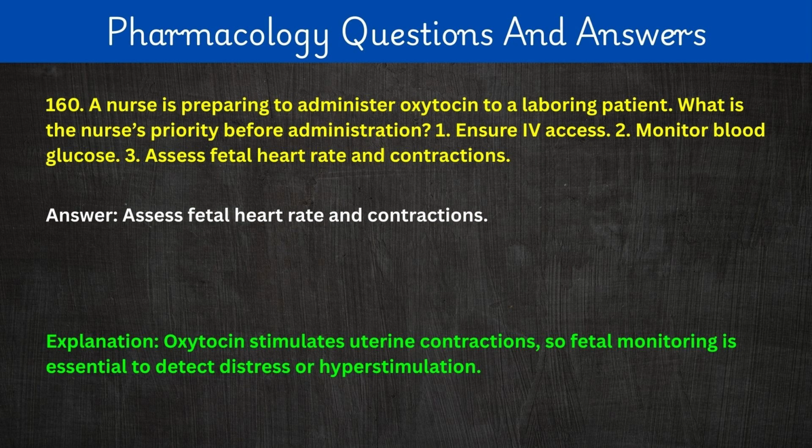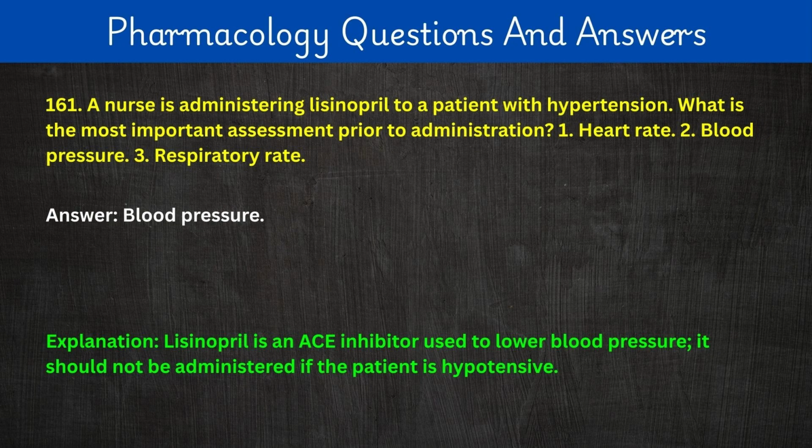160. A nurse is preparing to administer oxytocin to a laboring patient. What is the nurse's priority before administration? 1. Ensure IV access. 2. Monitor blood glucose. 3. Assess fetal heart rate and contractions. Answer: assess fetal heart rate and contractions. Explanation: oxytocin stimulates uterine contractions, so fetal monitoring is essential to detect distress or hyperstimulation.